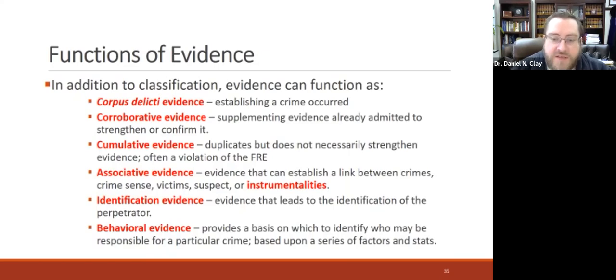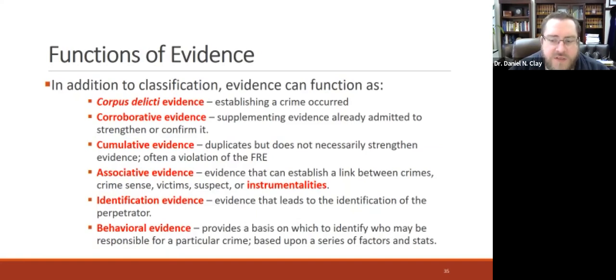Now there's identification evidence, evidence that leads to the identification of the perpetrator. So again, this is going to be usually direct evidence, usually eyewitnesses. And then we're also going to have behavioral evidence, which provides a basis on which to identify who may be responsible for a particular crime based upon a series of factors and stats. So when we think of criminal profiling, this is what we think of, right? If you ever watch Criminal Minds, they always say, oh, man, it's probably a white male in his 30s, recently went through some kind of trauma or whatever. They get really specific, which doesn't happen in real life.